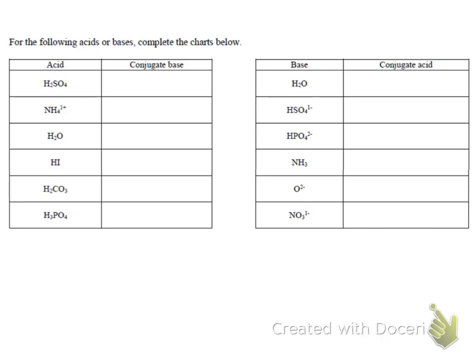So in these charts, practice for these acids. We're going to pull off one proton and write the formula for its conjugate base. Don't forget the charge has to go down by 1. And for these bases, we are going to add one proton and write the formula for its conjugate acid. And stop and do the chart and then turn it back on and check your work.